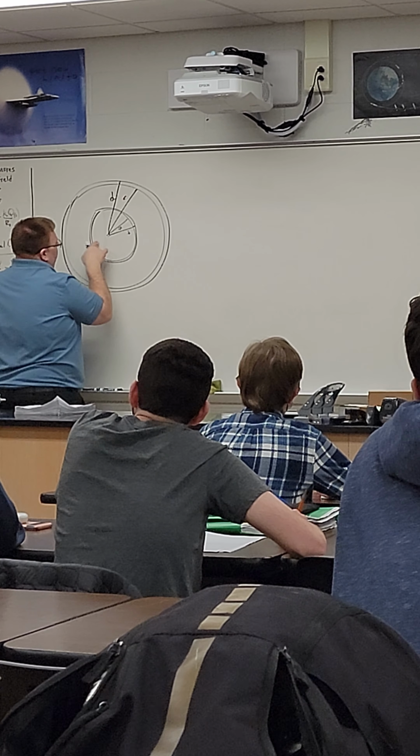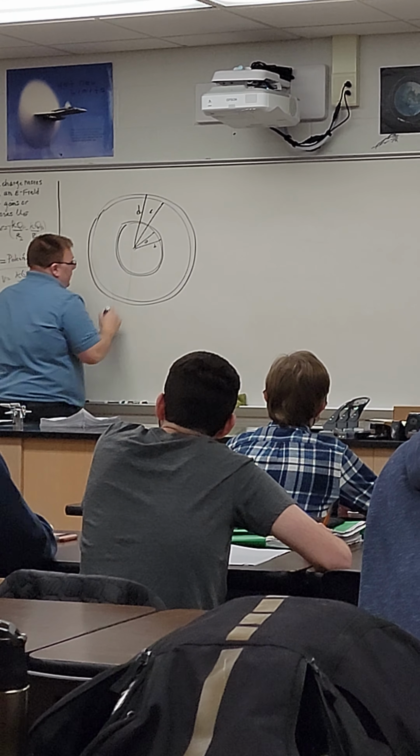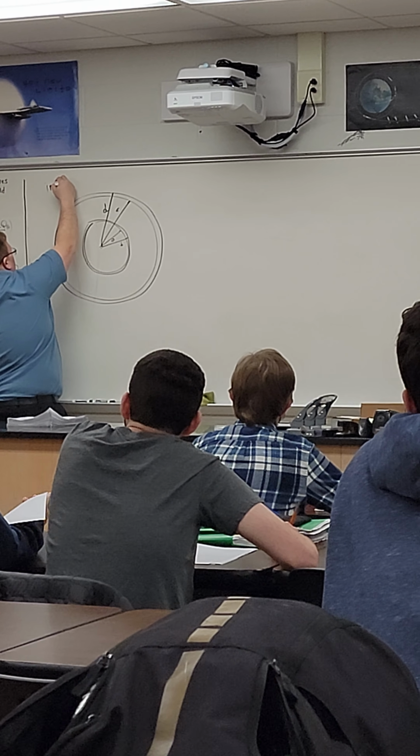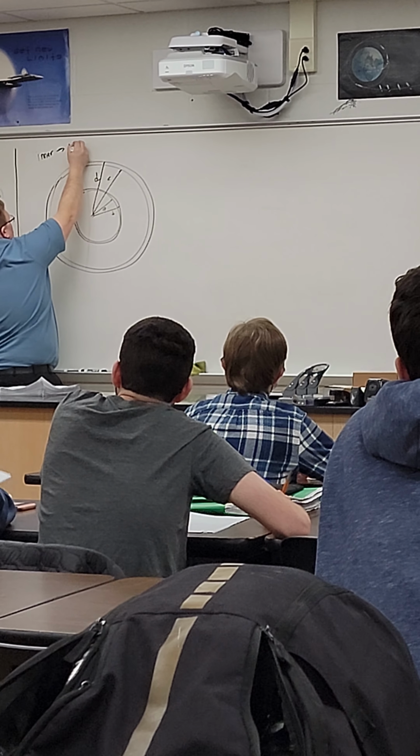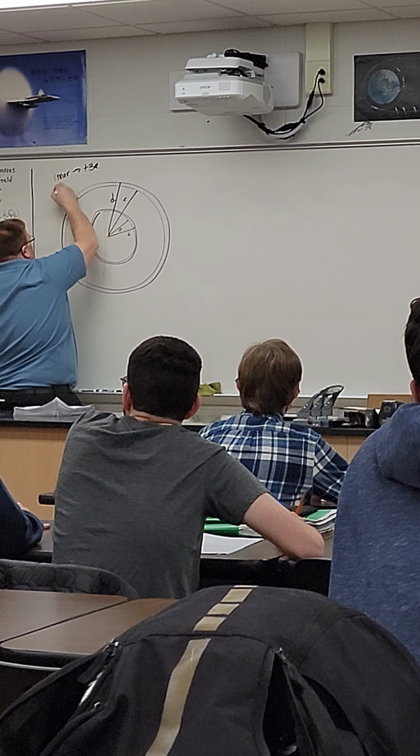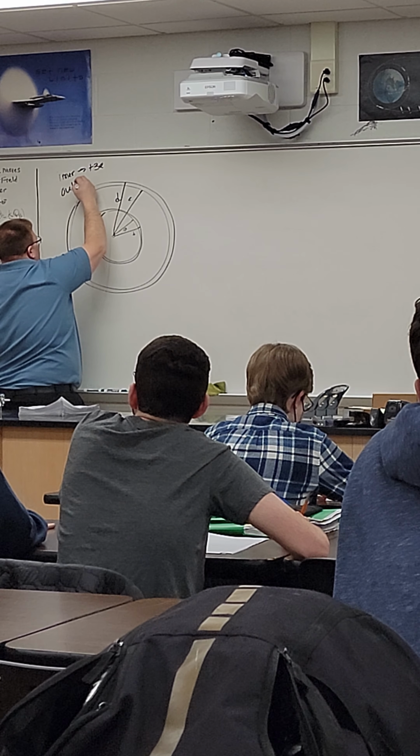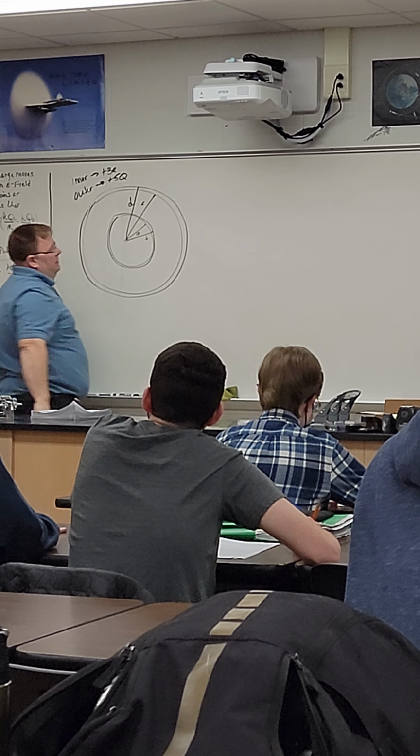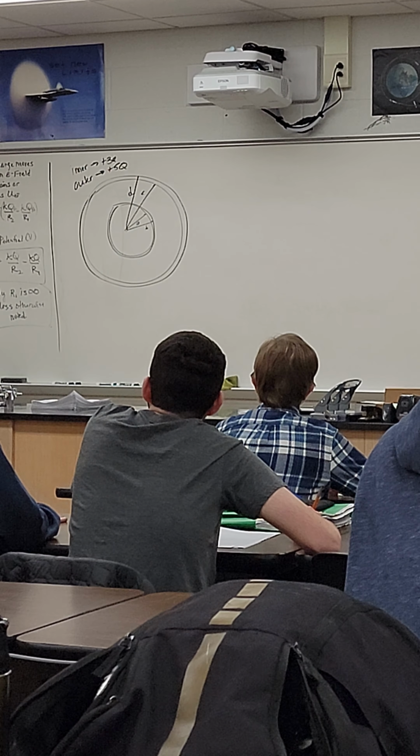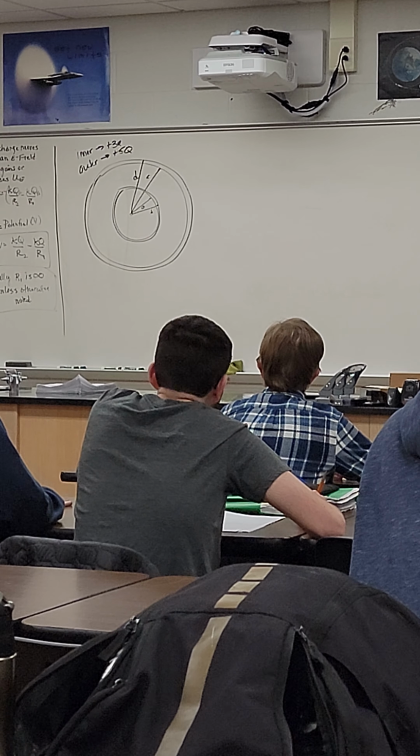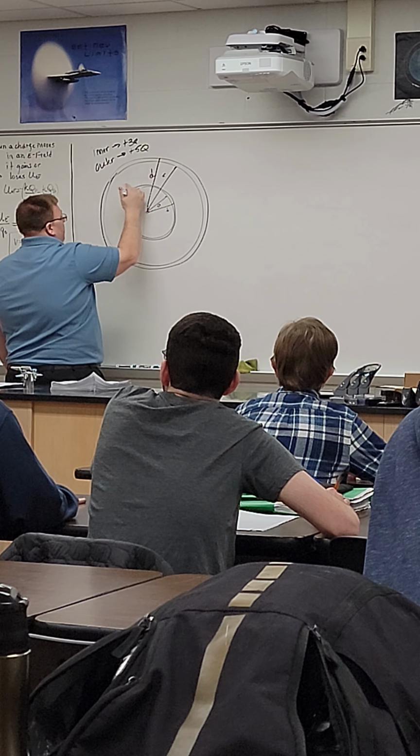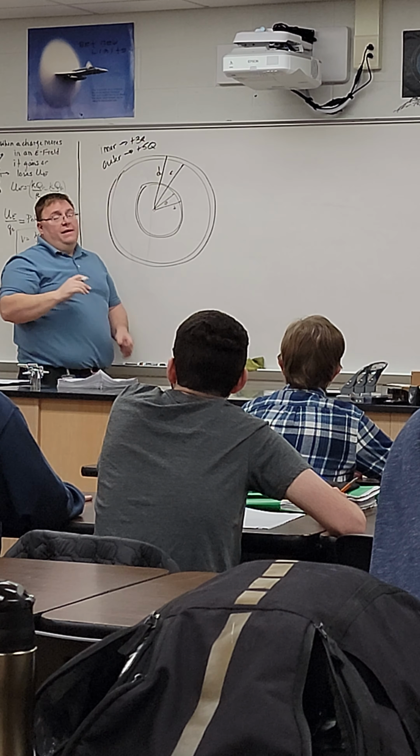If I say the inner shell has a charge of, let's say, plus 3Q, and the outer shell has a net charge of, let's say, plus 5Q, that means the whole shell in its entirety, if I put a Gaussian surface around it, would have that charge.